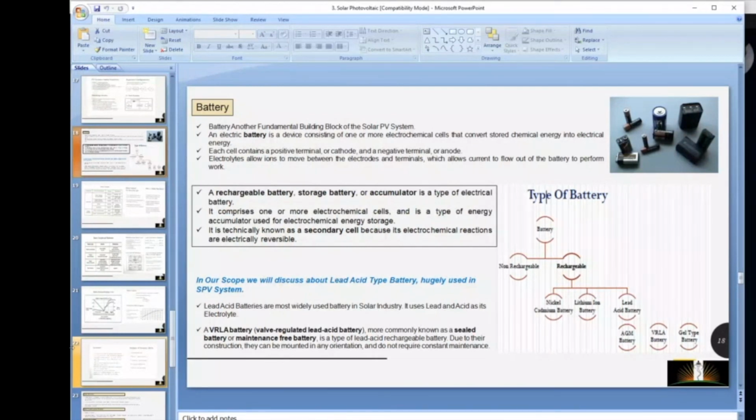Batteries, we already know, are a storage. Batteries are basically of two types: one is non-rechargeable batteries, which we generally use, and one is rechargeable batteries. Rechargeable batteries can be of multiple types: nickel, lithium ion, lead acid. Lead acid is the most widely used battery to date. Nowadays, you can see mobile batteries are much smaller in size with much more capacity. They are called lithium ion batteries. It's a dry type battery.